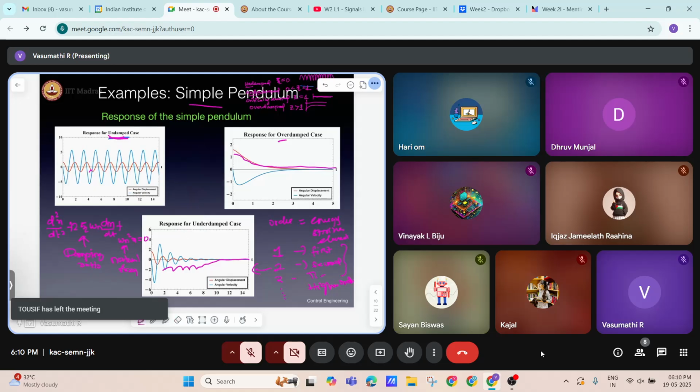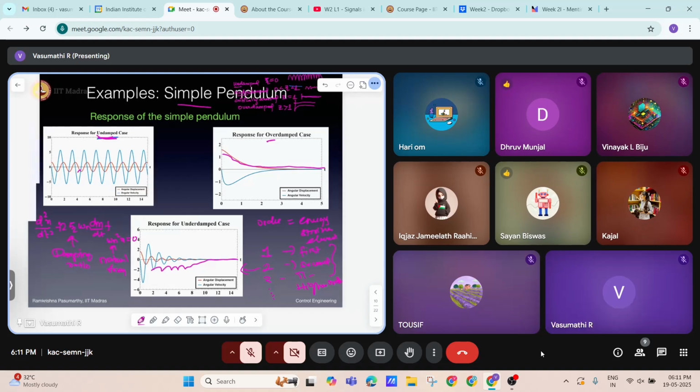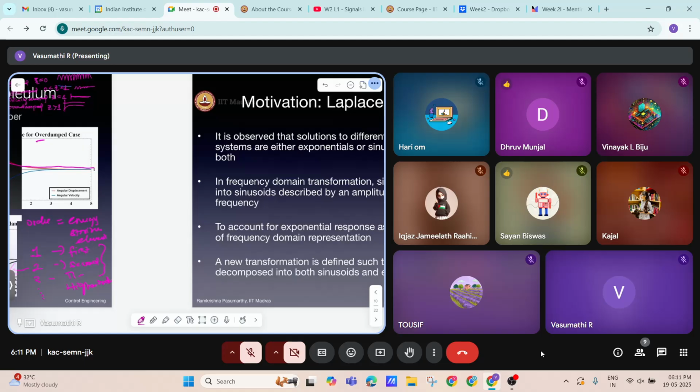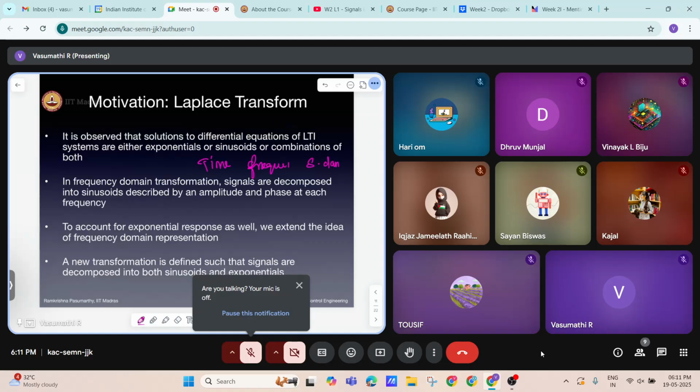Now, if people are clear what is an underdamped, undamped, overdamped, or critically damped system, they are okay, right? Good. So now we are coming to the point of why we need the Laplace transform. Till now we have seen what is time domain and what is frequency domain, right? Now we have another domain called the S domain.